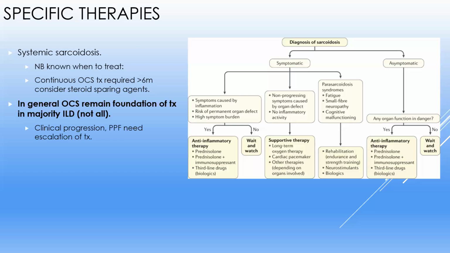However, in general, oral corticosteroids do remain the foundation of therapy, again, in the majority, but not all, especially in IPF, which I will touch on now. It's important to note to always look for progression of disease and know when to escalate therapy. And don't forget the role of rare diseases like tuberous sclerosis and the role of mTOR inhibitor everolimus in these patients.